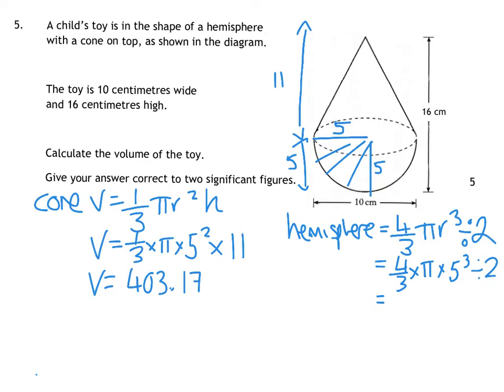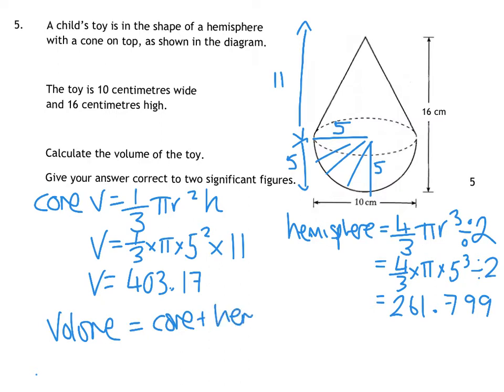And halving that gives us 261.799. Now, the hemisphere, some people will go get the full sphere and then half their answer. I'm just going straight to halving it in one go. So the total volume is the two of these added. So I'm just going to write cone plus hemisphere. Probably it's maybe a bit quicker than writing the numbers.